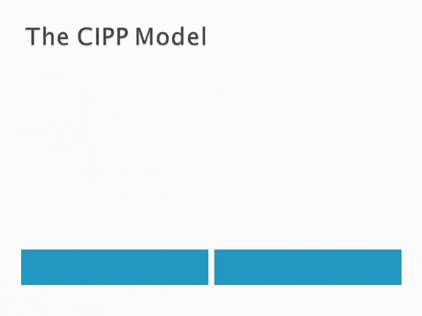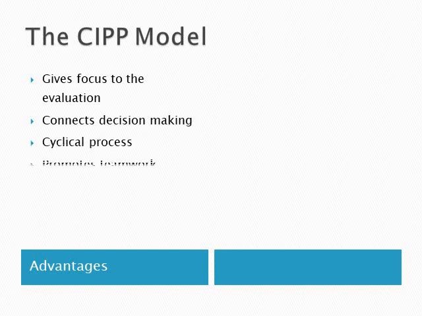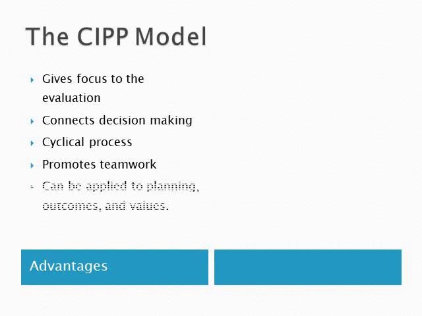As any model, the CIPP model includes advantages and limitations. Some of the advantages of this model are that it gives focus to the evaluation. It connects decision making throughout the whole process. It can be used as a cyclical process, promotes teamwork, and can be applied to planning outcomes and values.